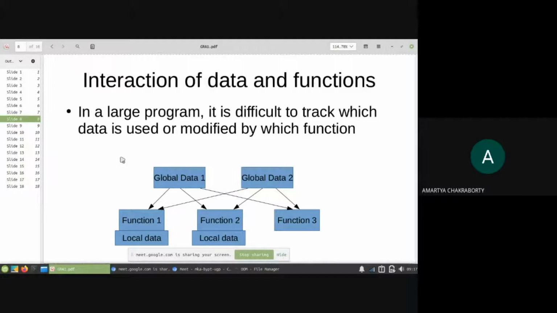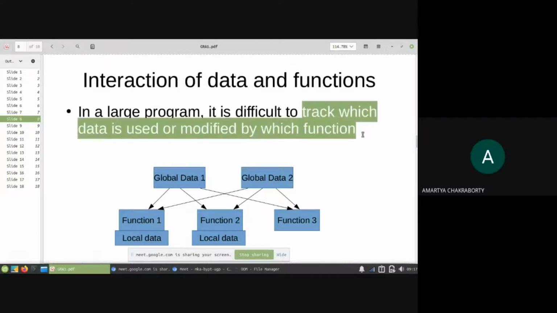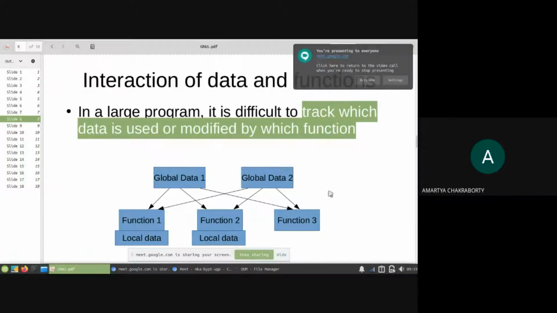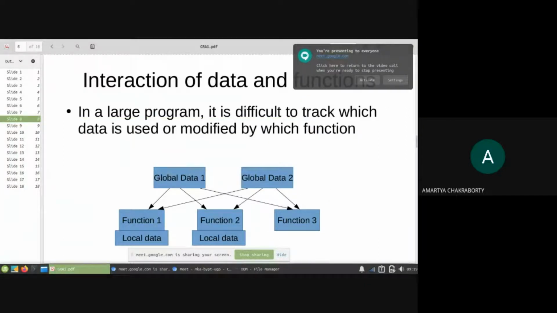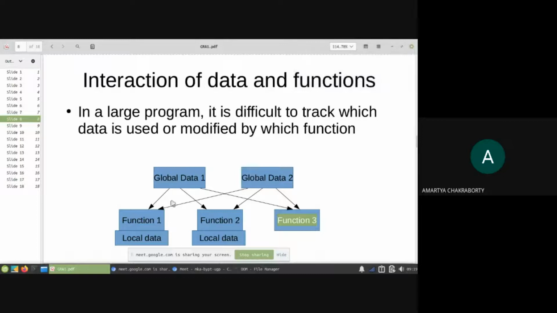Before going to the exact solution, let us see how the data and functions interact. So in a large program, it is difficult to track which data is used or modified by which function, right? This structure shows us that we have two global data elements, global data 1 and global data 2, right? And we have three functions. Function 1 and function 2 have their own local data values, right? Function 3 does not have its own local data, and that is quite possible. All of these functions make use of global data 1 and global data 2, right?